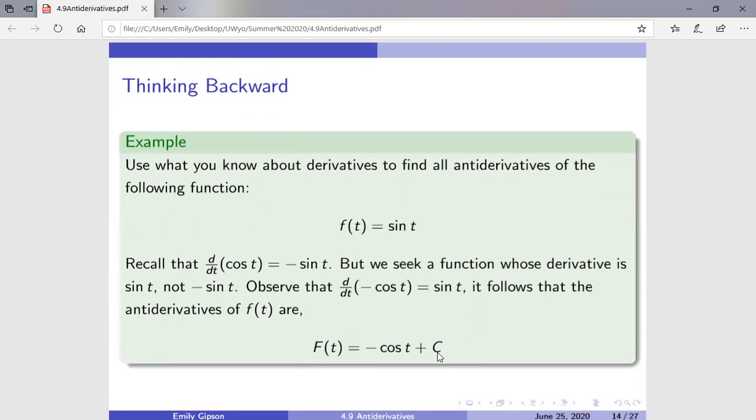So recall that d/dt of cosine of t equals negative sine of t. But we're looking for a function whose derivative is sine of t, not negative sine of t. So observe that if I pull a negative out and I go d/dt negative cosine of t, well, my negatives are going to cancel out on the right-hand side and I'm left with sine of t. So it follows that the antiderivatives of f of t are capital F of t equals negative cosine of t plus c. And again, we're including this plus c because it's fundamentally very important.